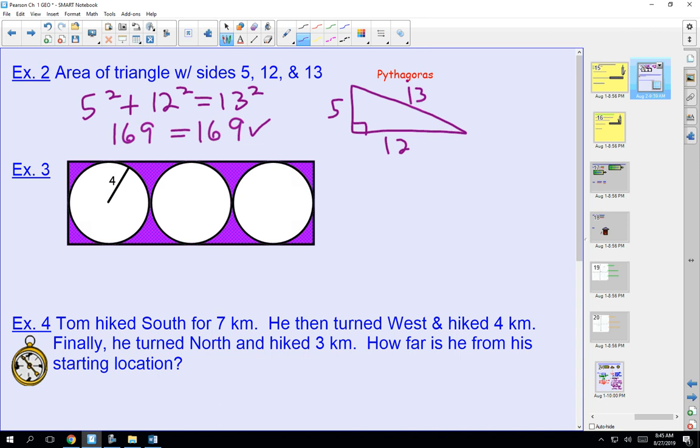You don't want to use the 13 as your base. It would require you to do a little bit of trig to find the height, which would come somewhere right through that right angle marking, if you use the 13 as your base. But if it's a right triangle, the legs are the base and the height every time. So my area is equal to 5 times 12 divided by 2, which gives me 60 divided by 2 is 30 square units. So I can calculate the area of the right triangle fairly easily.